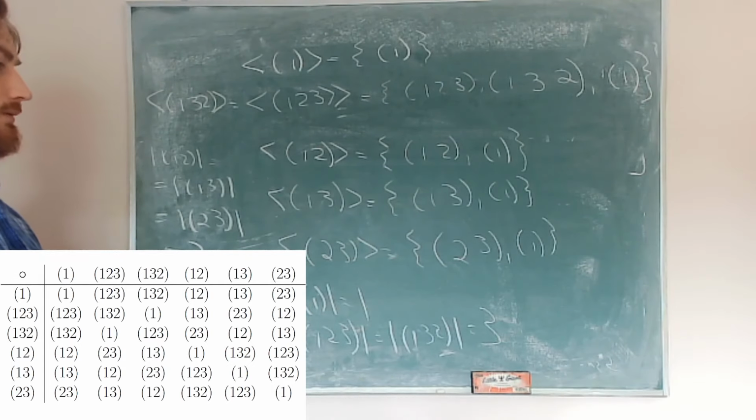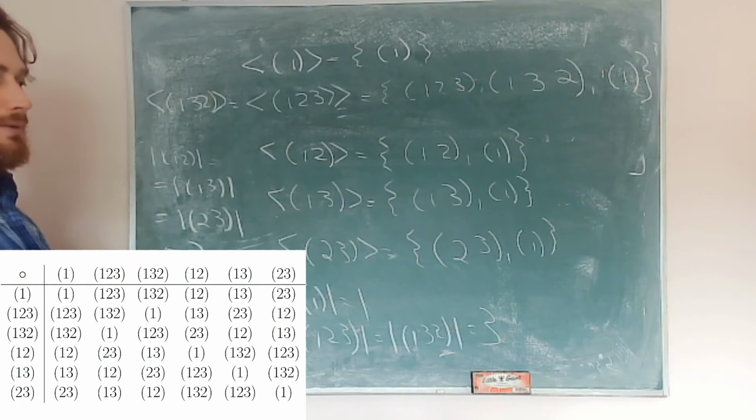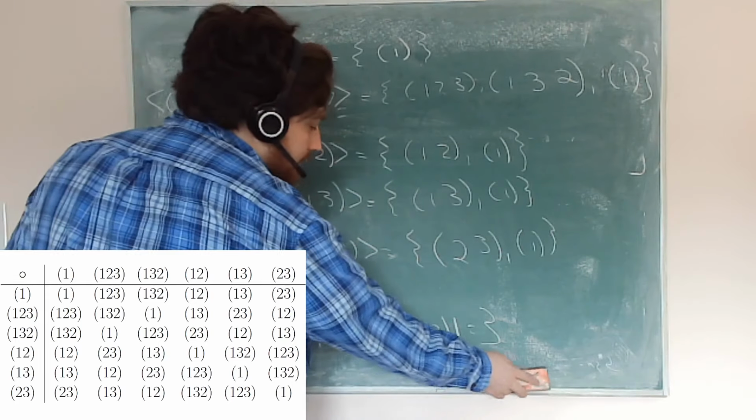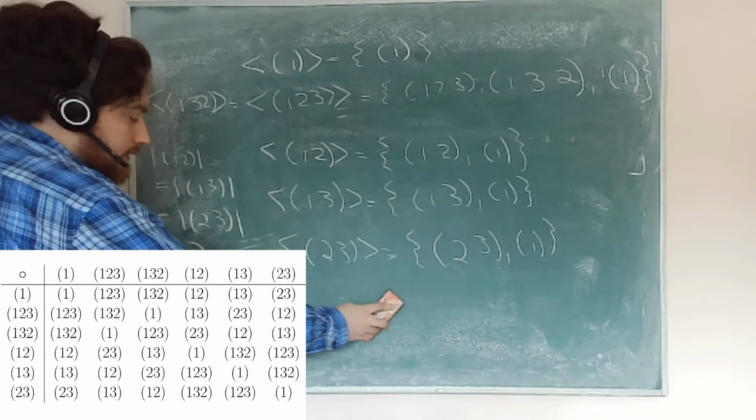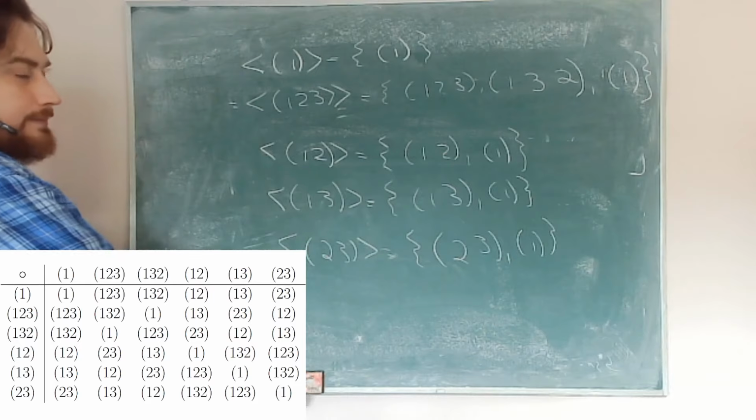So now, there's our 5 cyclic subgroups. We have our orders. Now that we have our 5 cyclic subgroups, what we need to do is try to find subgroups that aren't cyclic. So what I'm going to do is try to use 2 generators at a time.